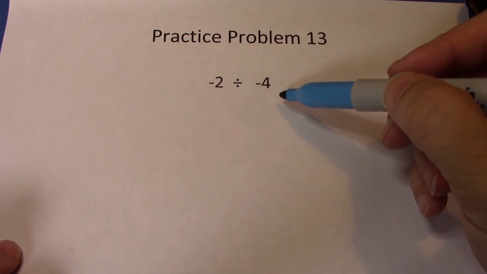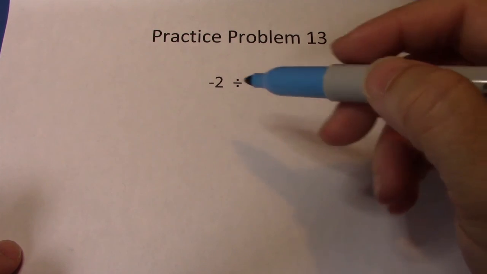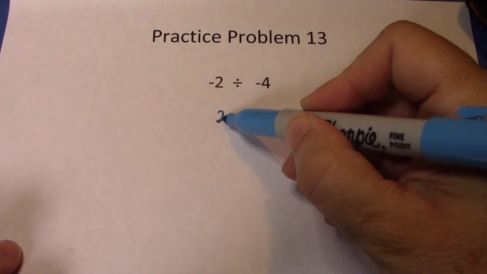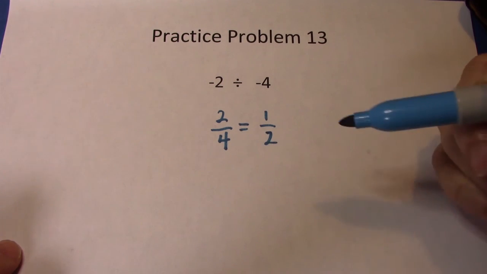Problem 13 is some more division. This time the signs are the same. They're both negative, so the answer is going to be positive. 2 divided by 4. Okay, well, let's see. 2 divided by 4 is 1/2, and the answer is positive.